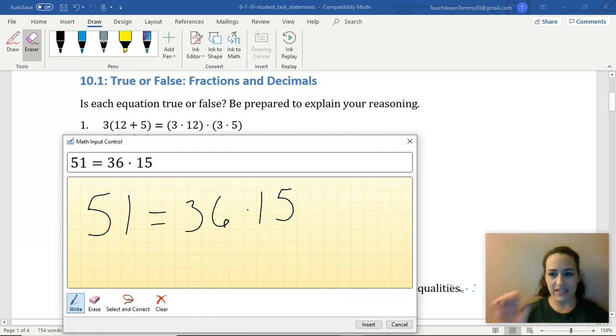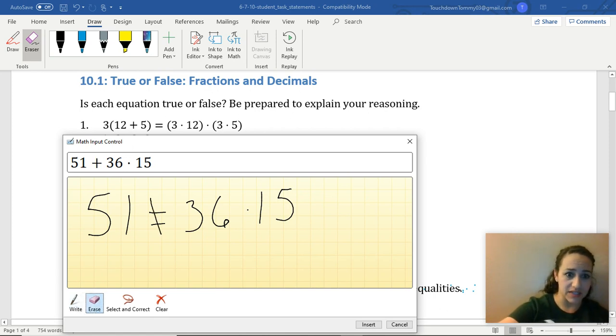So 36 times 15. Well, 30 times 10, if I just kind of round, do some estimating on here, 30 times 10 would already be 300, and I rounded both of those numbers down significantly. So 36 times 15 would be way more than 300, which means there's no way it's going to be 51. So even without actually figuring out the answer, I know that this is not going to work.